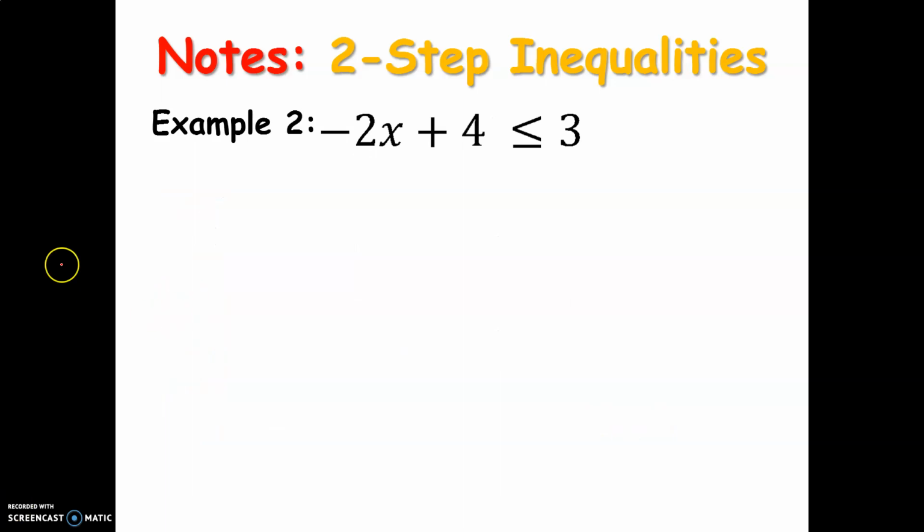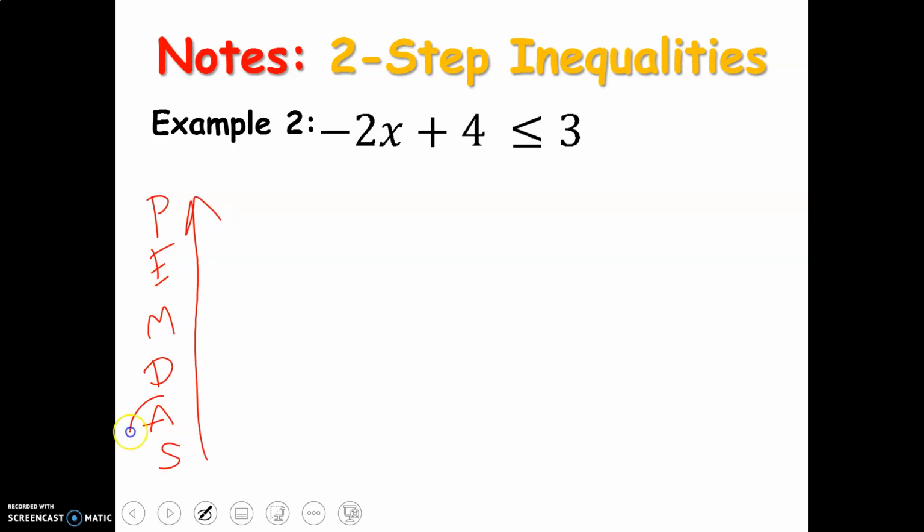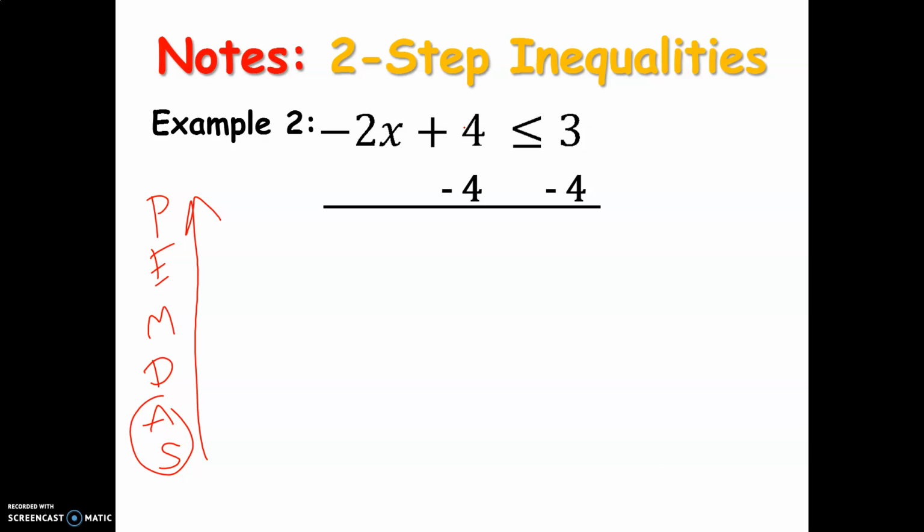Example 2. Negative 2x plus 4 is less than or equal to 3. Once again, remember our objective is to isolate the variable x on one side of the inequality by reversing our order of operations. We'll start by asking ourselves, do we have any addition or subtraction on the same side of the inequality as the x? And we do. We see plus 4. The opposite of plus 4 is minus 4, so we subtract 4 from both sides of the equation.